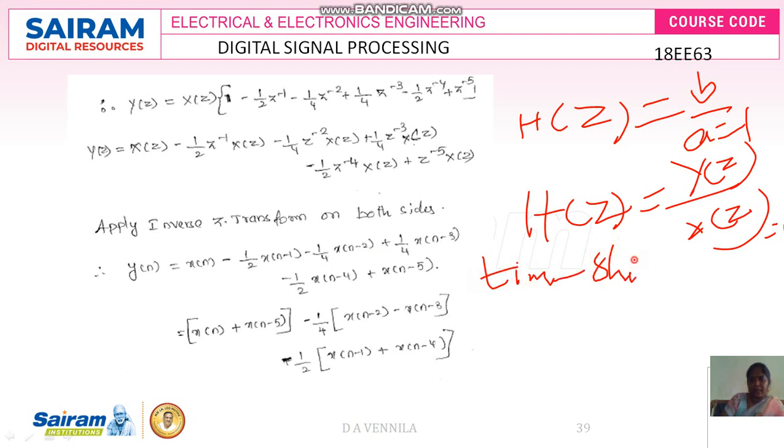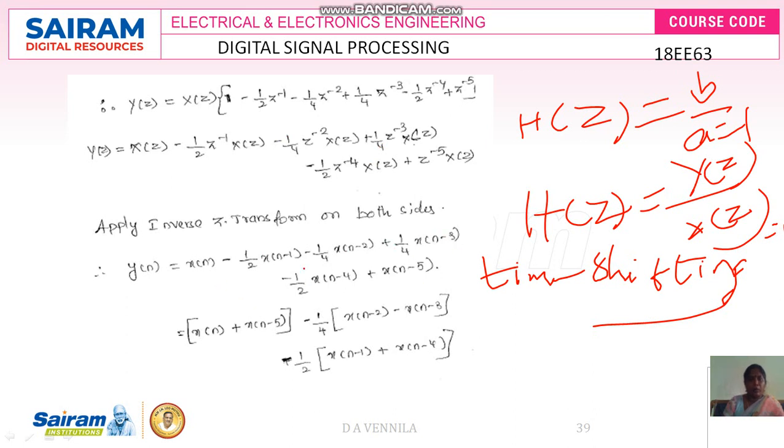Already we have discussed time shifting and all the properties in the last year's Signals and Systems. Using the time shifting property, we write y(n) = x(n) - (1/2)x(n-1) - (1/4)x(n-2) + (1/4)x(n-3), and so on.